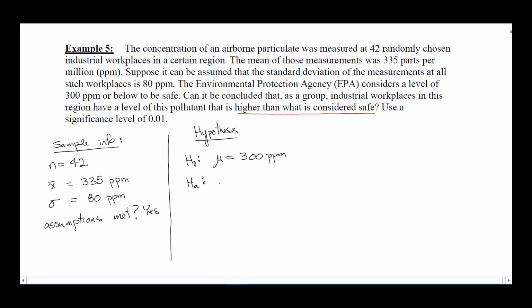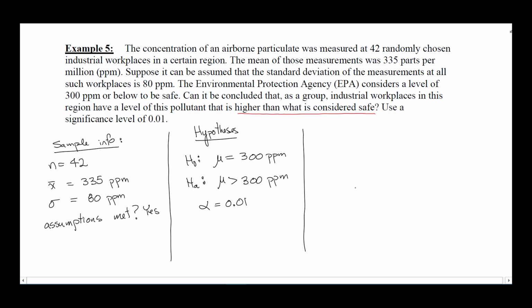So this is going to give me a mu greater than 300 ppm. Okay, and so this is a good place to also write down our alpha. So what's our alpha? 0.01. Okay, so those are our hypotheses.